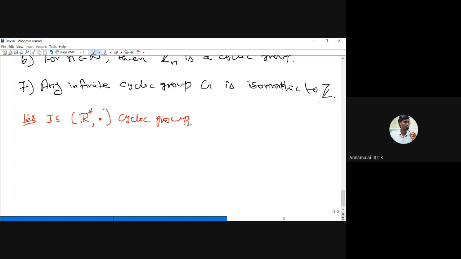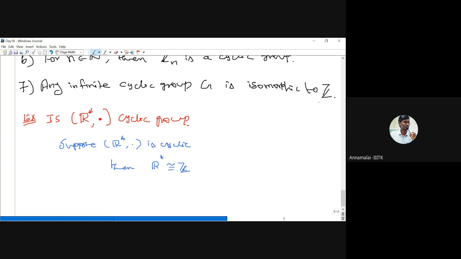R star is an uncountable set. Therefore, in particular, it's an infinite set. Suppose the group R star, comma, dot, is cyclic. Then R star should be isomorphic to Z, because R star is an infinite set, and here we assume that it is cyclic. Any infinite cyclic group is isomorphic to Z. Therefore, this R star is isomorphic to Z.